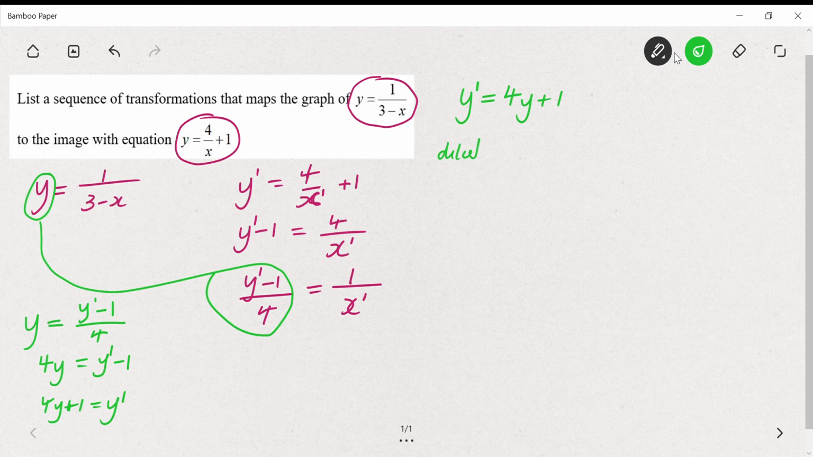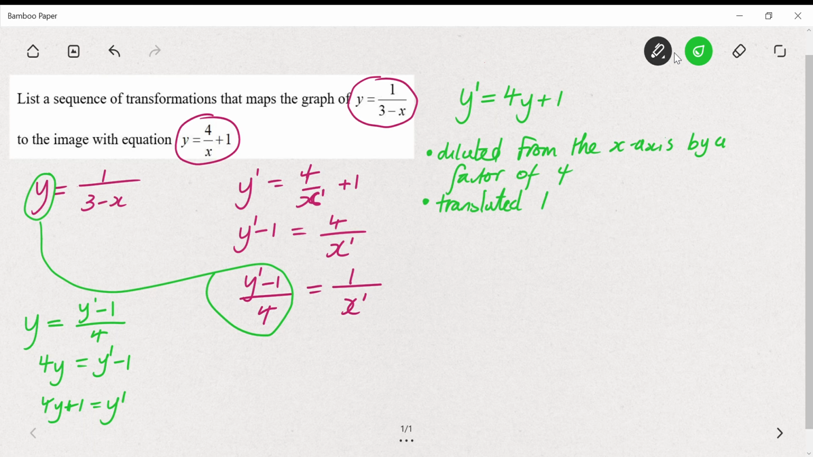Dilated from the x-axis by a factor of 4. And so that's the first thing that's happened vertically. And the second thing is translated 1 unit up. All right, so that's what's happened vertically.